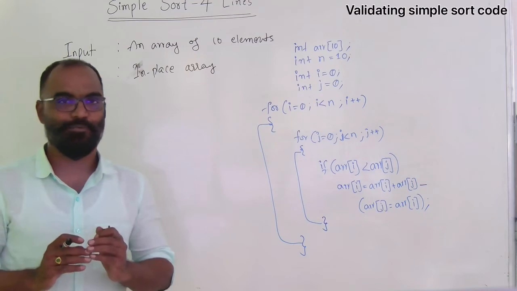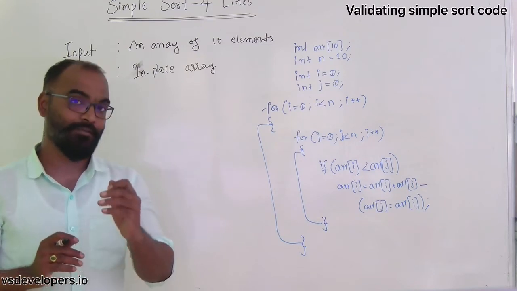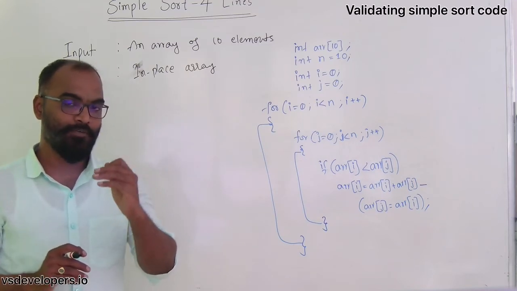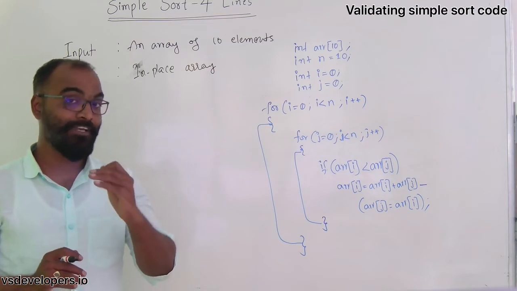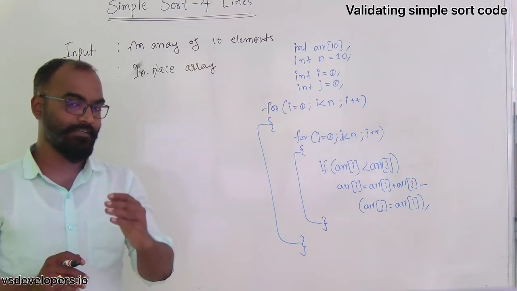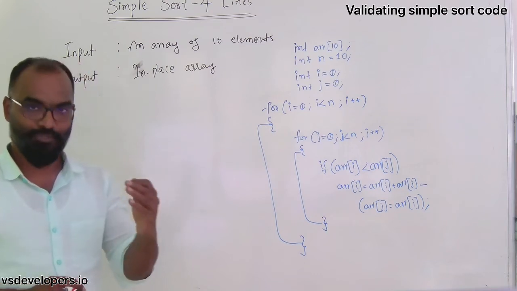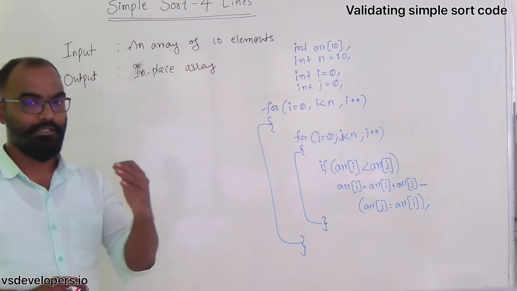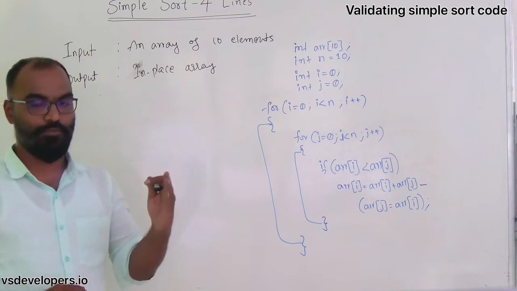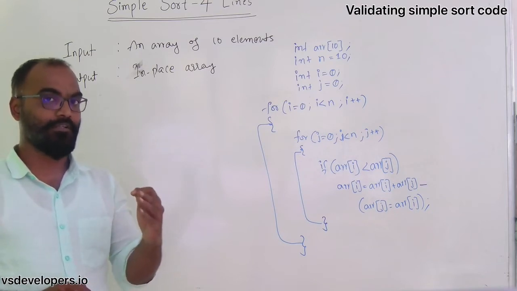Let us dry run the program so that we can validate that what we have learned and written is giving us the output that we are looking for. So here again, the input is an integer array, and the output is the modified array where the elements are sorted.